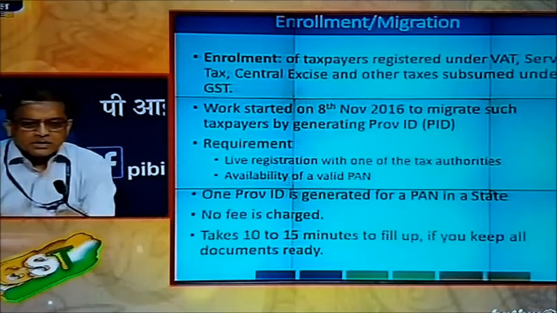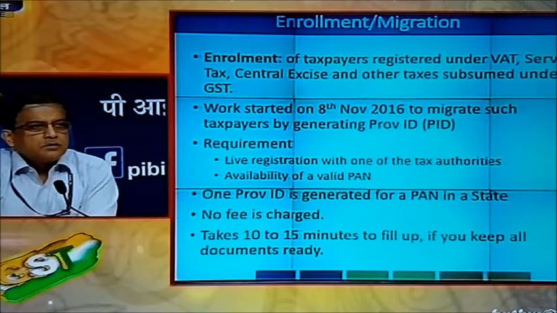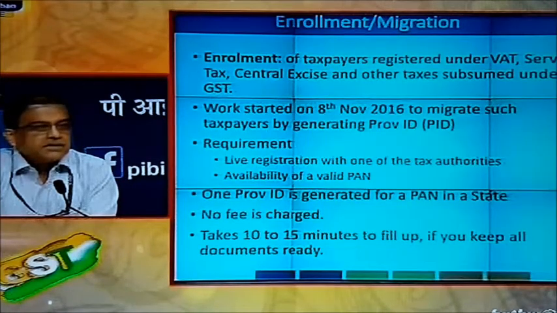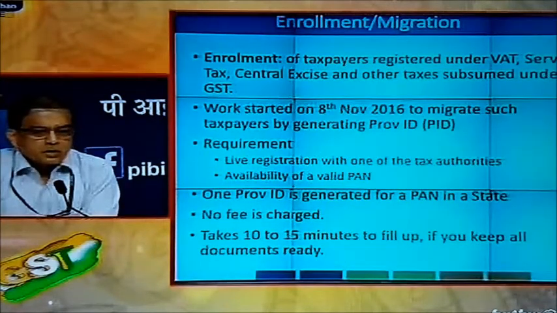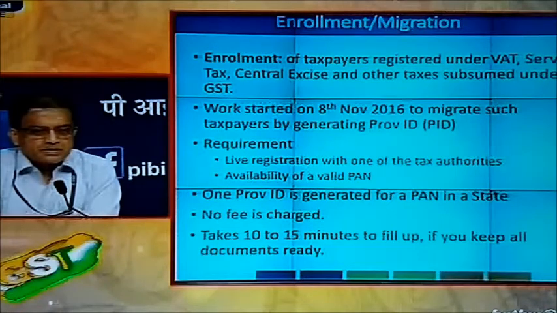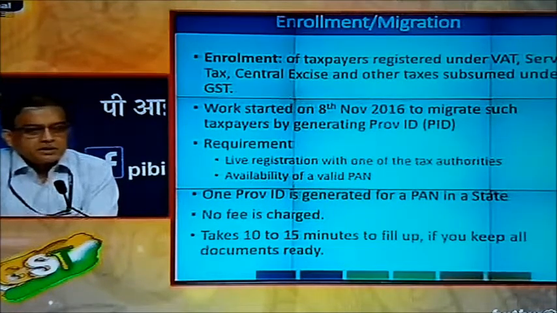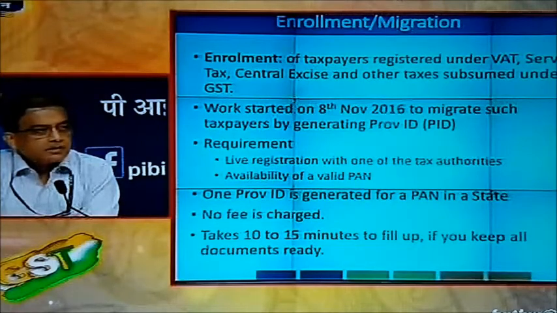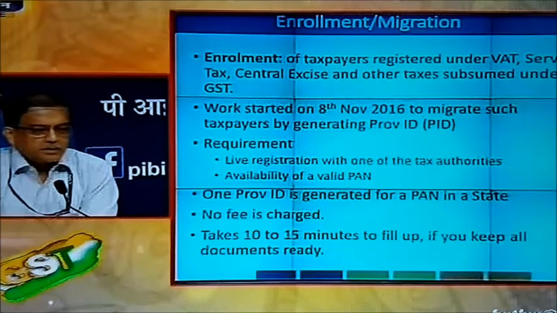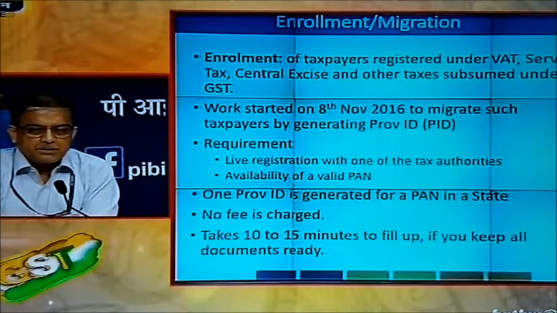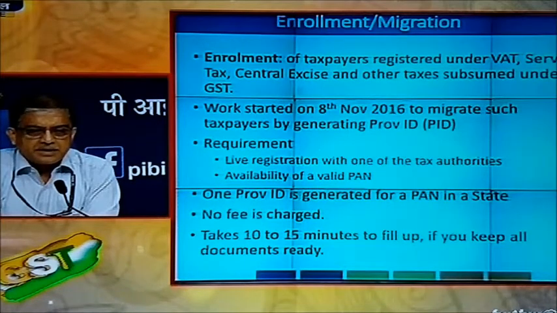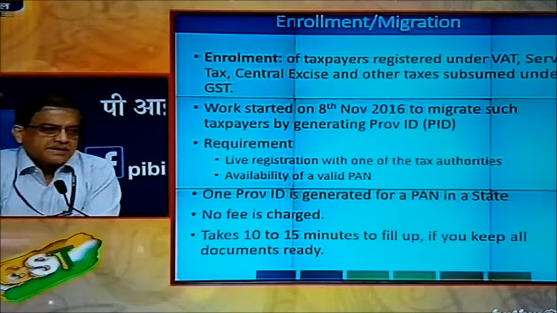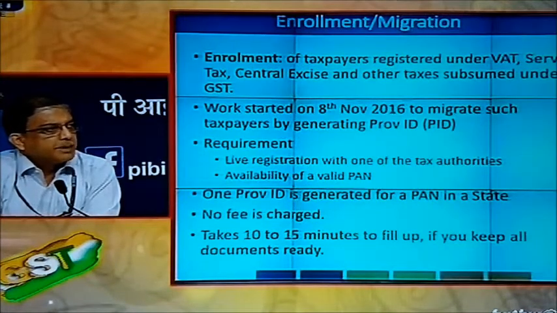Next. So enrollment is essentially for those who are already registered under state VAT, service tax, central excise, and other taxes which have been subsumed under GST. The government started this enrollment process on 8th of November by issuing a provisional ID based on the TIN, tax identification number under the then existing taxes, and the PAN. These were the two things required, and a provisional ID was generated and shared with the tax authorities for onward sharing with the taxpayers.